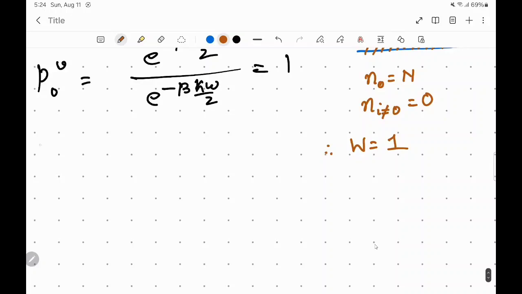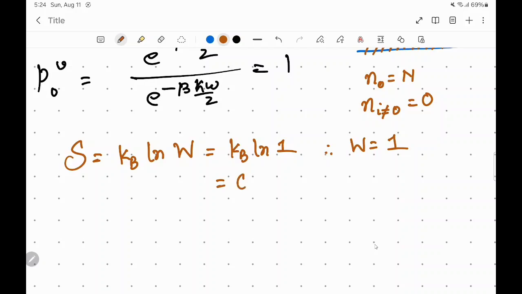So if only one arrangement is there, entropy will be, this is the formula, kB ln W. This formula was already derived in the class. So just put it in: kB ln 1, and ln 1 is 0. So it is 0. So there will be no entropy.